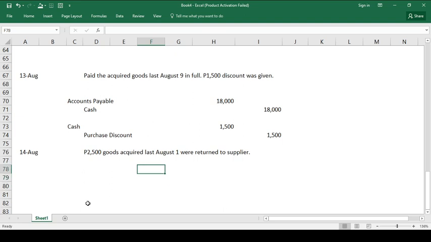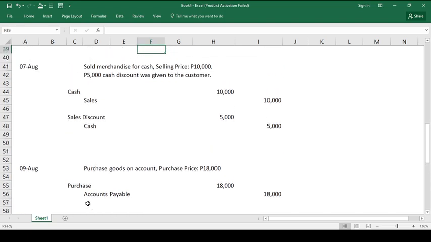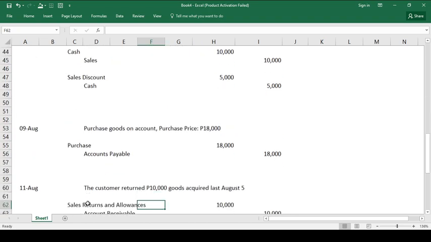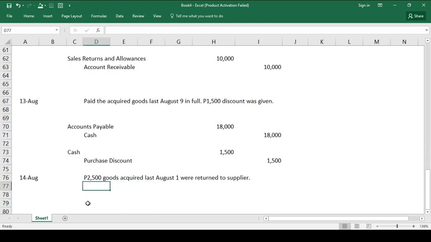Okay, August 14. Ito naman, nangyari: 2,500 goods acquired last August 1 were returned to supplier. Tingnan po natin sa taas ulit kung ano yung nangyari noong August 1. Bumili po tayo, purchases, 23,000 and then we paid it for cash. Kaso nung August 14, nalaman mong may defect sa binili natin last August 1, kaya ibinalik mo yung 2,500 na goods na binili mo on that particular date.